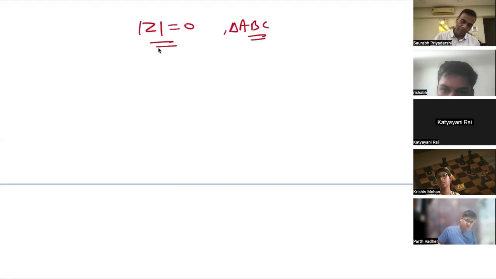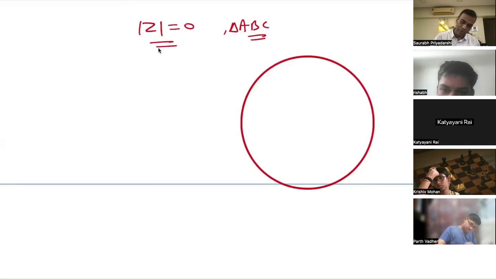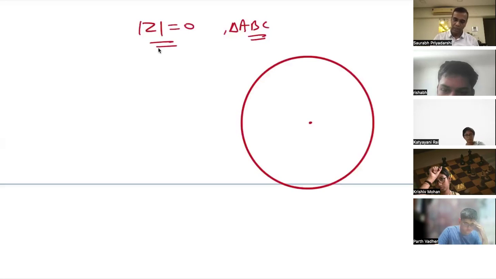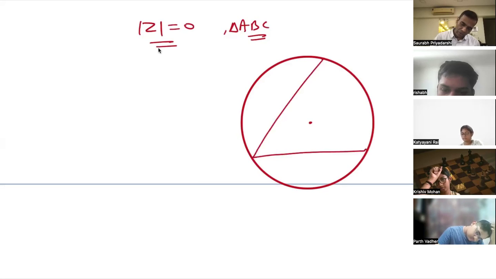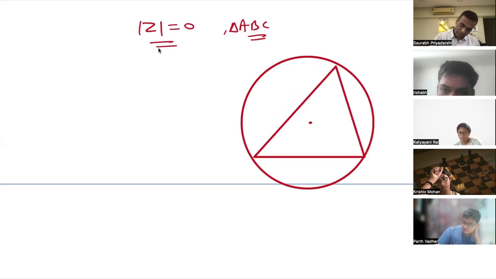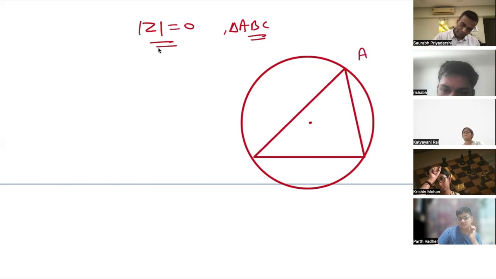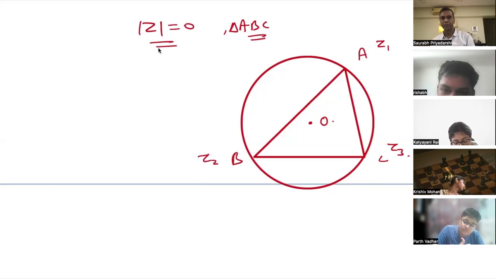If I say mod Z is equal to 0, so mod Z is equal to 0, and we are forming a triangle ABC on this. Means this is the circle whose center is 0, and ABC is the triangle on this. And the center is the origin, right? So let this be Z1, let this be Z2, let this be Z3.